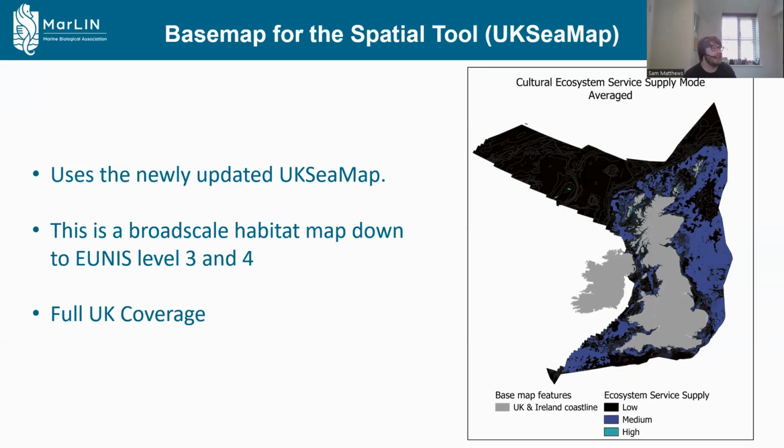So if you look on the right-hand side, you have a nice example of how you can apply the UKC map to map potential ecosystem services across the UK. And in this example, we have data from the Universal Asset Service Matrix showing potential average cultural ecosystem services across the UK.